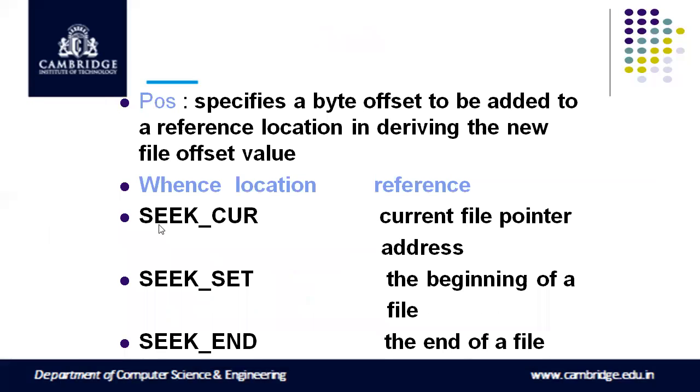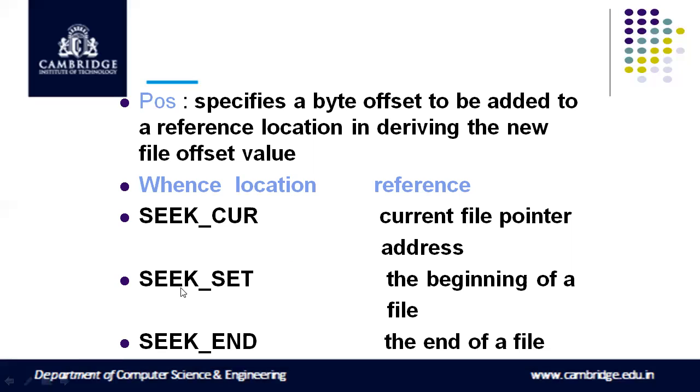The first one is seek current. Okay, what is the meaning of seek current? Seek current refers to the current file pointer address, meaning when you mention seek current, it will start doing its operation, whatever it could be, a read or write operation, from the current pointer, wherever your pointer is located. It will start doing its operation from the current pointer.